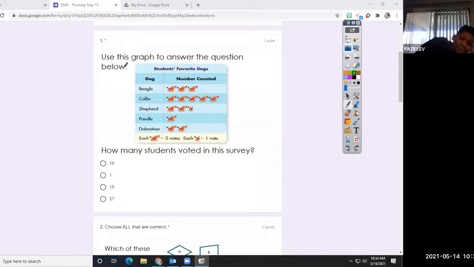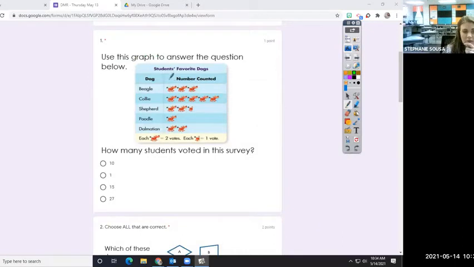Love it. All right. Use this graph to answer the question below. Here's our graph. We see it is about students' favorite dogs. We see we are counting by 2 dogs for each picture. How many students voted in the survey? That means I got to count all the data.